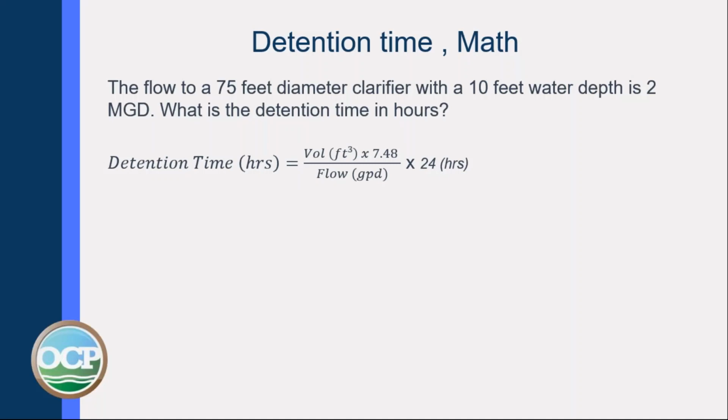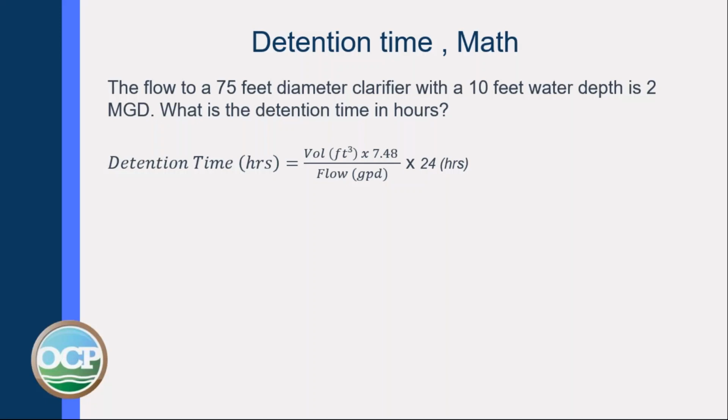The flow to a 75-foot diameter clarifier with a 10-foot water depth is 2 million gallons per day. What is the detention time in hours? So again, we'll work this one together. You have to get the volume of your tank. Since we said it's a 75-foot diameter clarifier, you know it's a round tank.